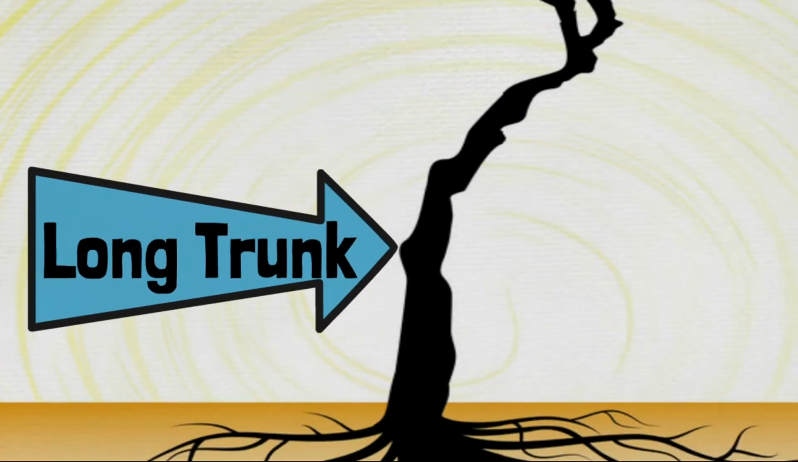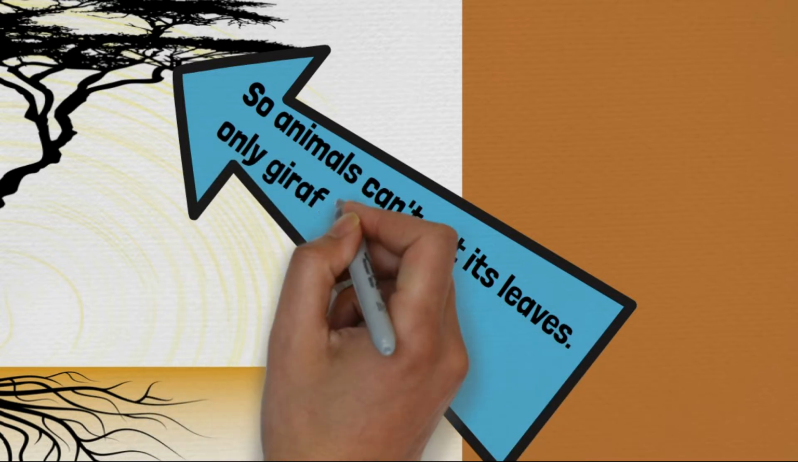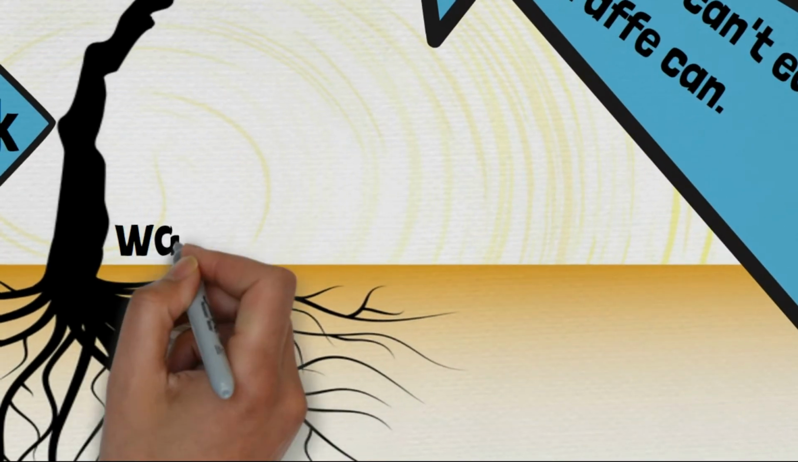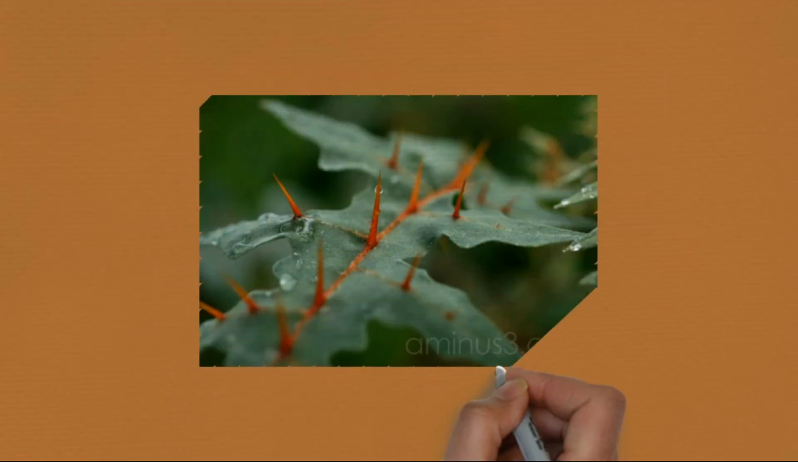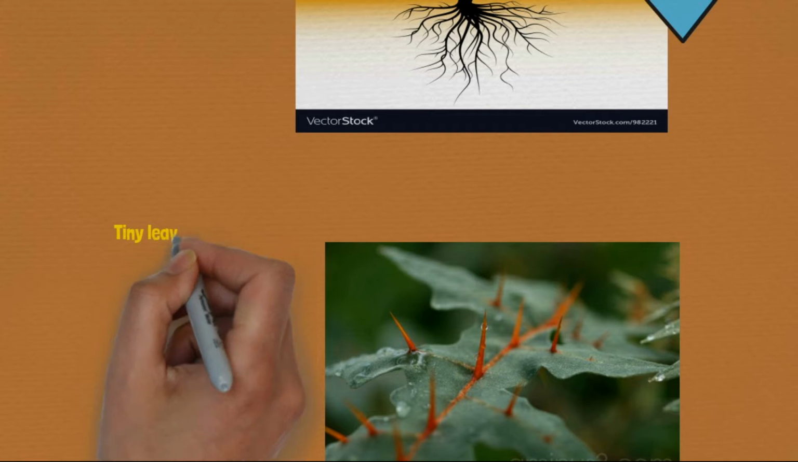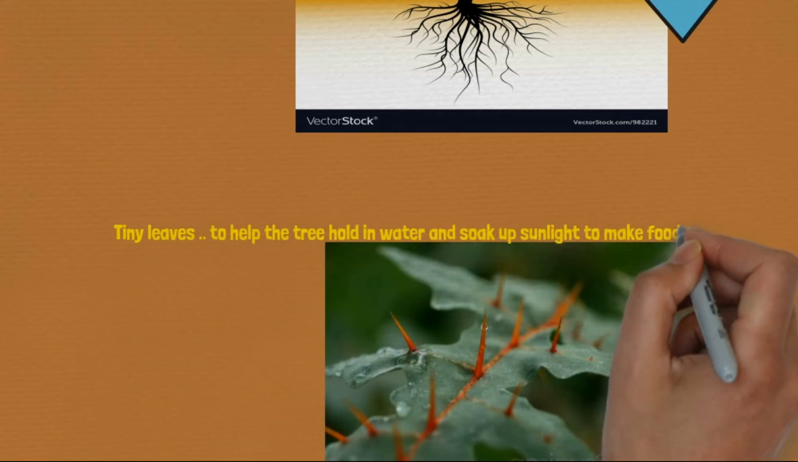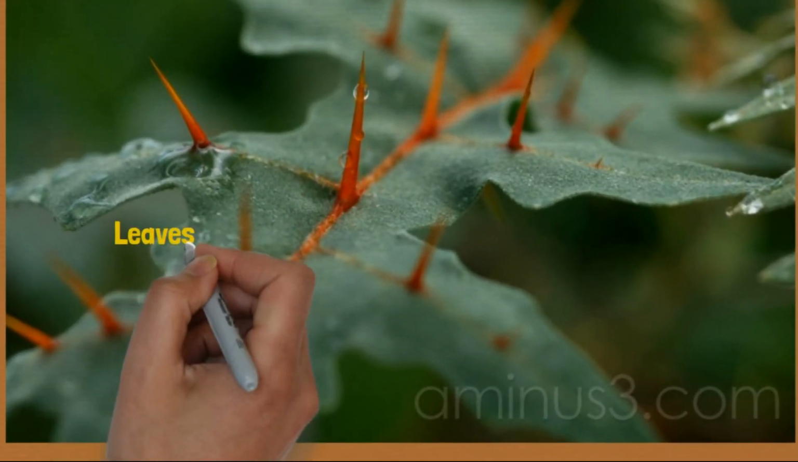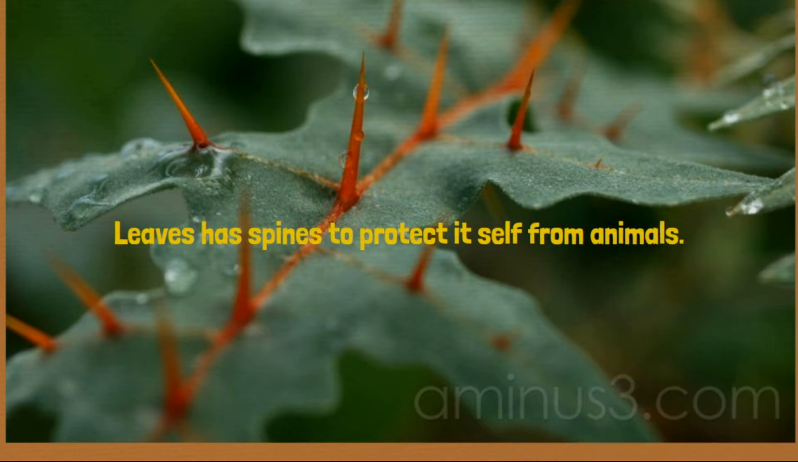It has a long trunk. For what? To prevent animals from eating its leaves. Water is stored in the trunk. The leaves of the acacia tree are tiny to help the tree hold in water and soak up sunlight to make its food. Leaves have spines to protect itself from animals.